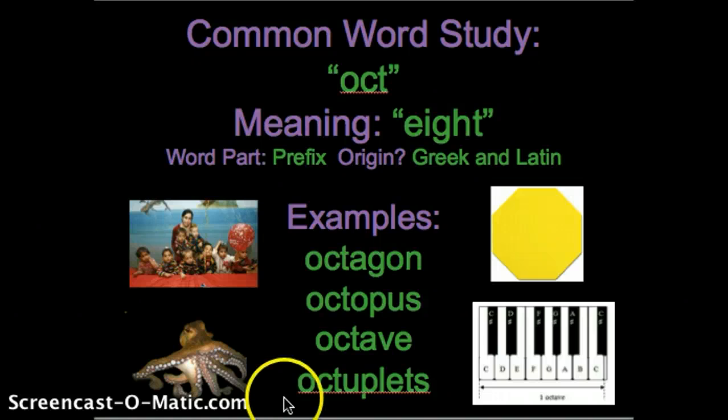Anyway, the third word is octave. Octave. Here's an example of an octave on a piano. An octave is a series of 8 of something, kind of an 8-note span or an 8 amount span between one group of 8 and another.